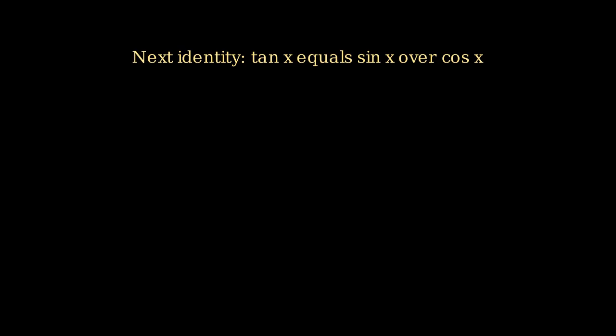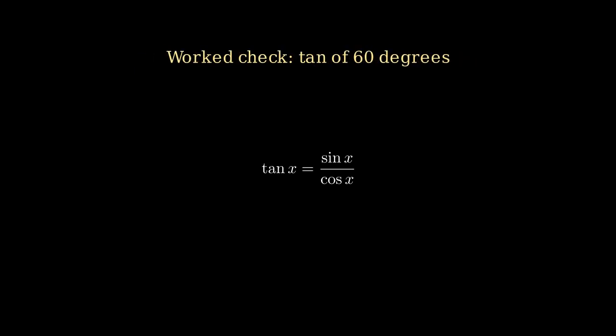Next identity, tangent of x equals sine of x divided by cosine of x. As a quick worked check, tangent of 60 degrees equals sine of 60 divided by cosine of 60, which is the square root of 3 over 2 divided by 1/2, giving the square root of 3.